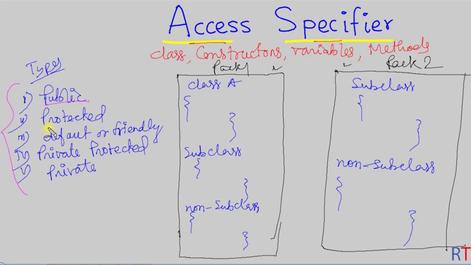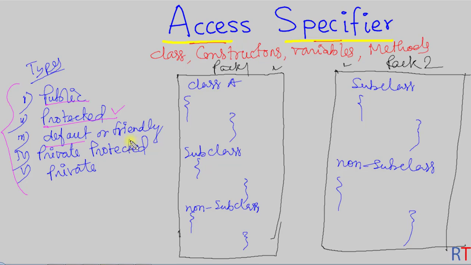Now talk about the protected access specifier. The member with the protected access specifier has a little more restriction than the public access specifier. So this member will be accessible from subclass in the same package, non-subclass in the same package, and also it can be accessible from subclass in the other package. But this member will not be accessible from non-subclass in the other package.